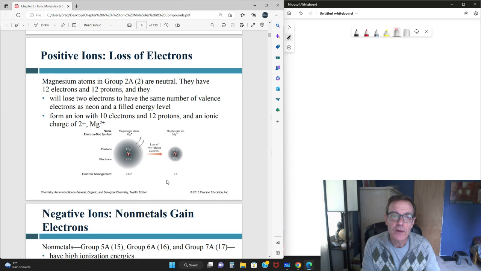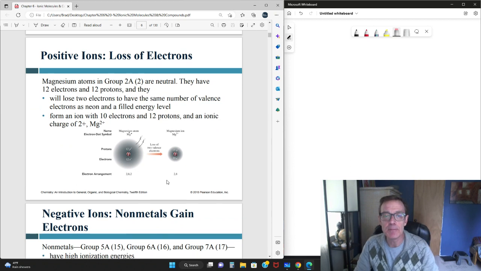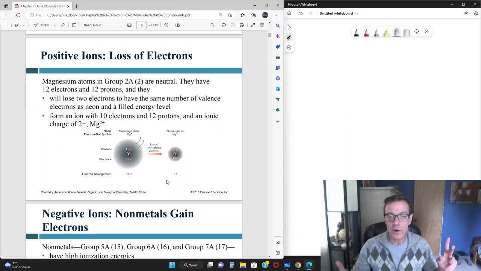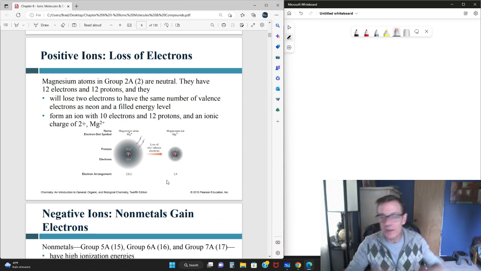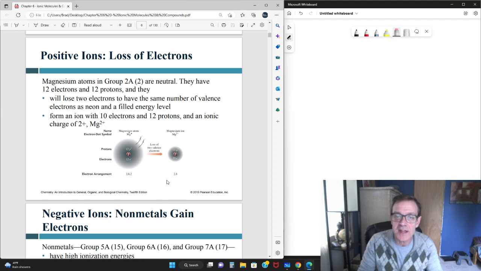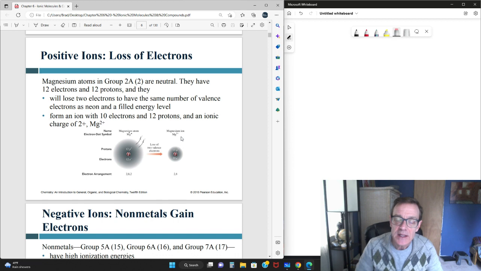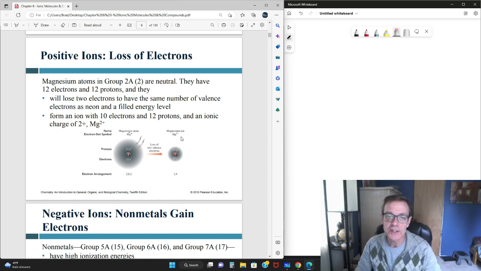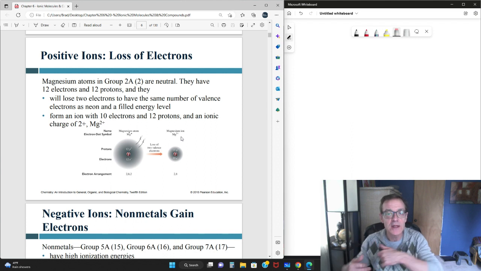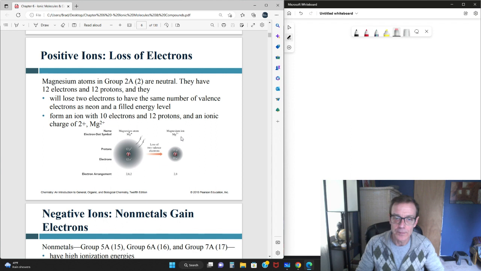Okay. So let's look at just another group. We'll look at a metal in group 2A, magnesium. In this case, it has 2 valence electrons. So what is it going to want to do? Of course, it is going to want to give up 2 electrons to become stable. If it loses 2 electrons, it forms a +2 ion. Okay, it went from neutral, lost 2 electrons, and now has a positive charge of 2.